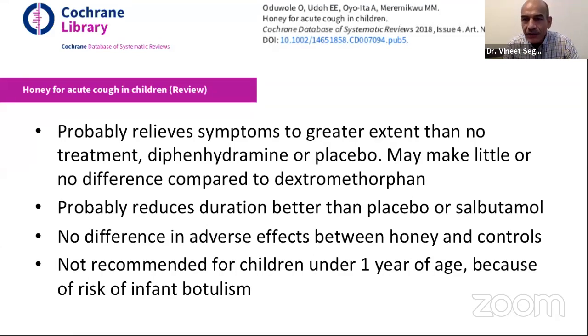Even Cochrane seems to accept that it probably relieves symptoms to a greater extent than diphenhydramine or placebo, however, not probably as effective as dextromethorphan. There is no difference in the adverse effects between honey and its comparators, but it is not recommended for children less than 1 year of age because of the risk of infant botulism. So that is what I wanted to cover: the need, the efficacy, and the safety.